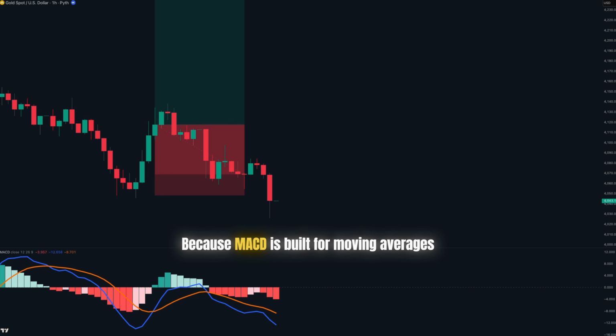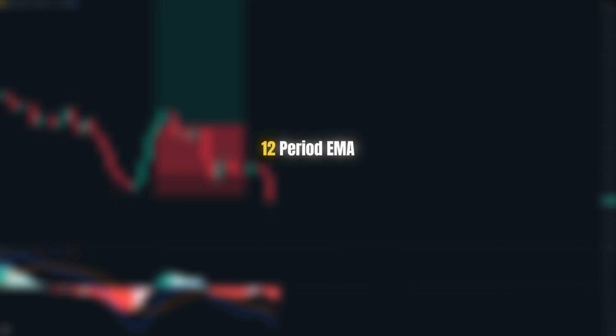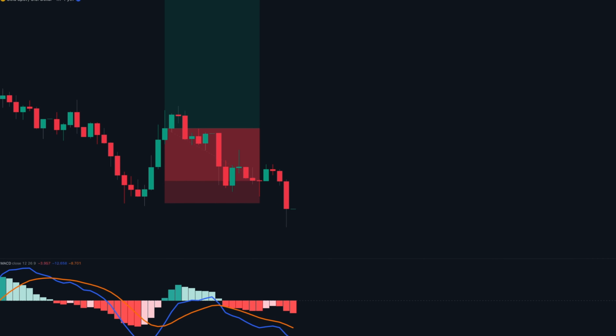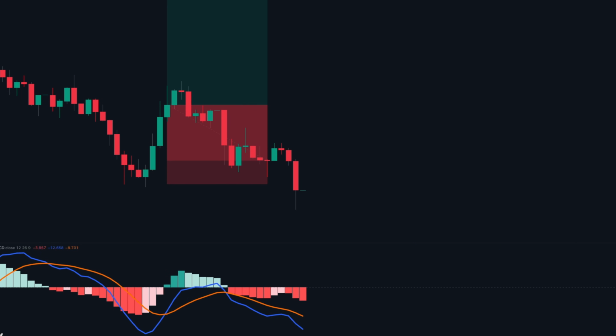Because MACD is built from moving averages. Specifically, the 12-period EMA and the 26-period EMA. These are averages of the last 12 and 26 candles. When price suddenly reverses and those 4 green candles print, MACD doesn't react immediately. It needs time to recalculate.